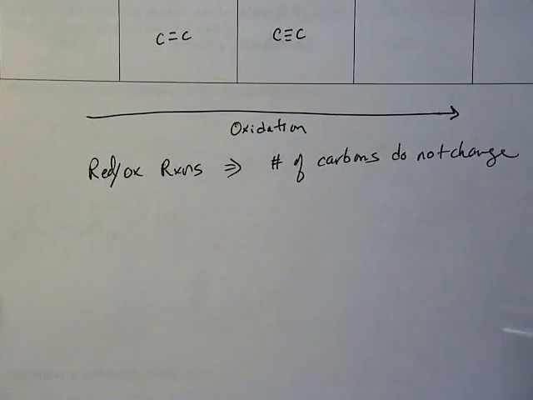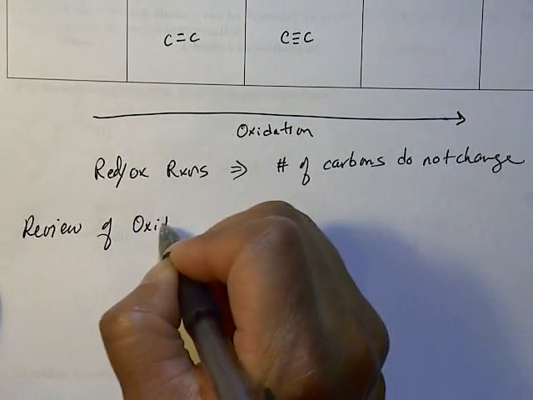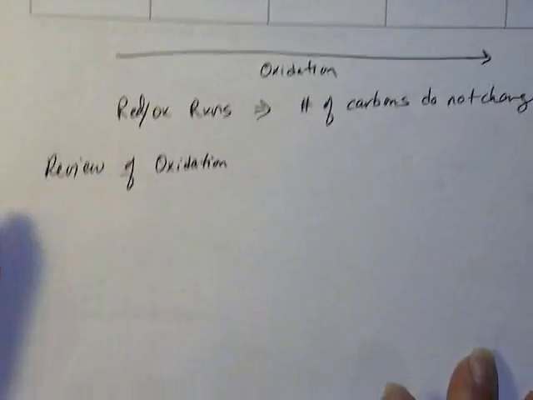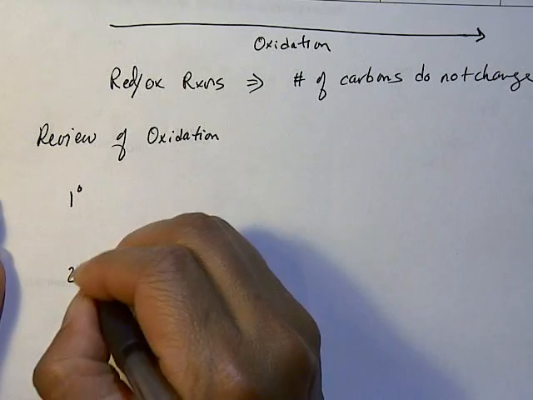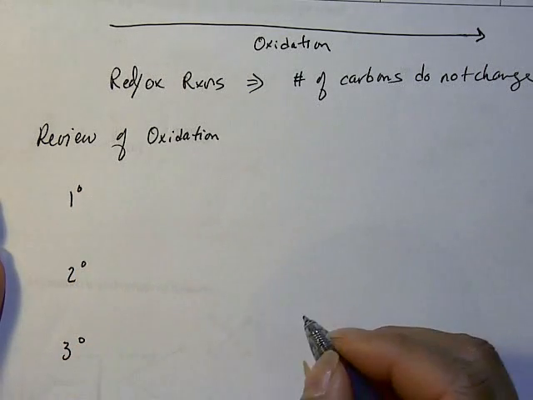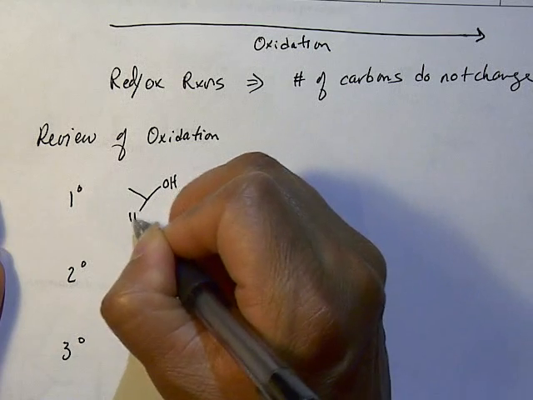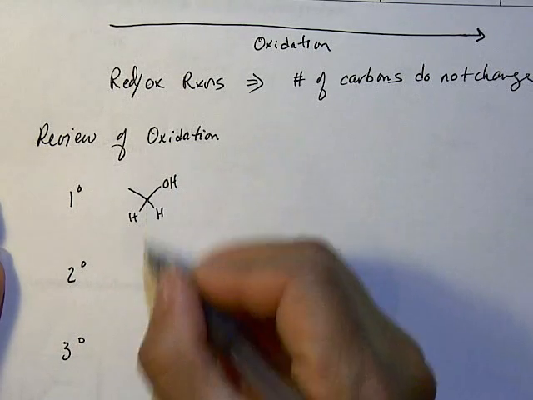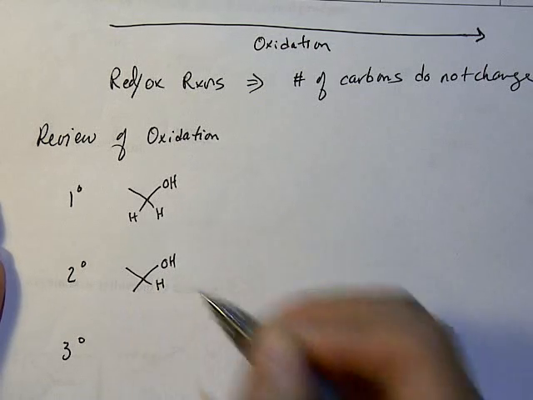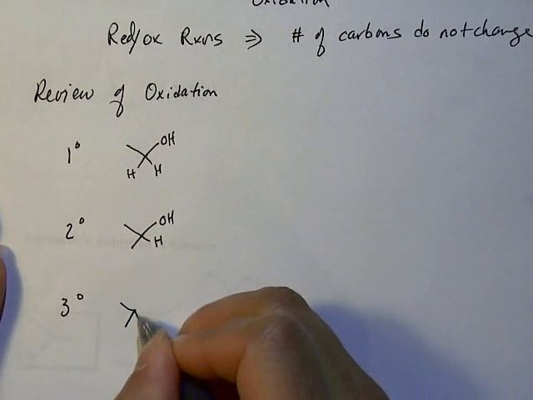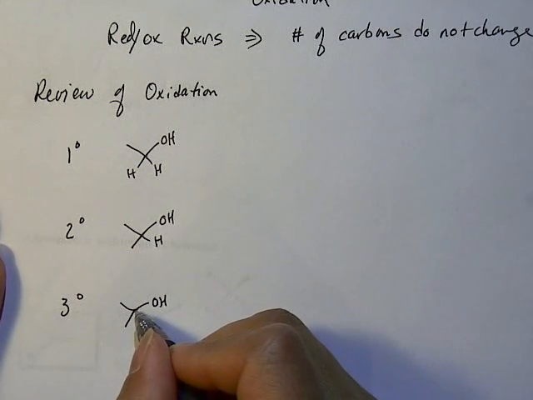All right, so this should be a review of oxidation, because you already had alcohol chemistry. So remember, you had the primary, secondary, and tertiary alcohols. Primary had 2 hydrogens on this carbon. Secondary had just 1 hydrogen, so you had 2 R groups. And then tertiary had no hydrogens on that alpha carbon, right?